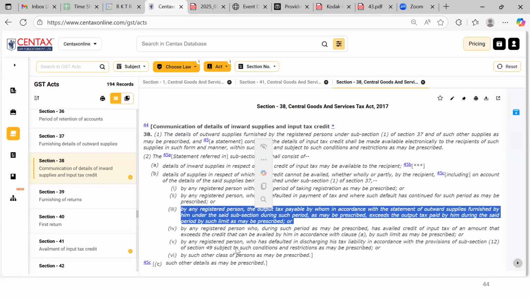So it will become a double burden on the recipient, which, if we see the legal judgments up to the Supreme Court level, has already been held: if the supplier makes any error, that cannot be the basis for restricting the ITC to the recipient. As we have seen in Suncraft also, or some other cases.